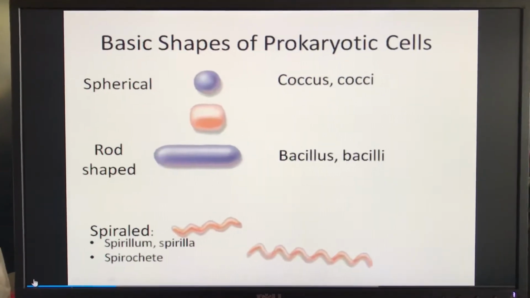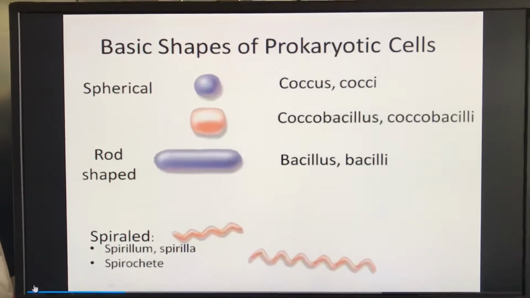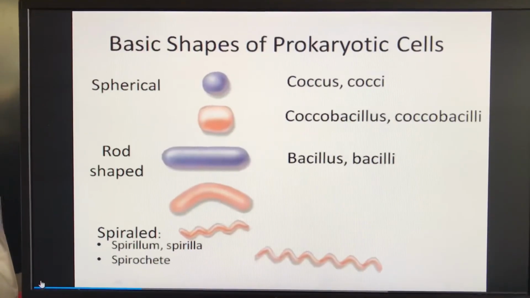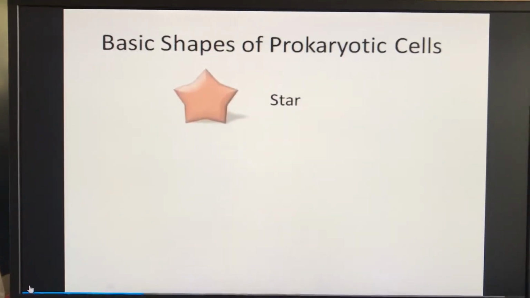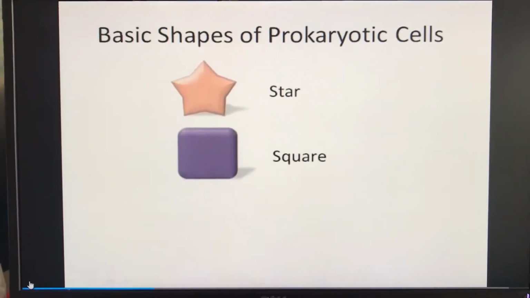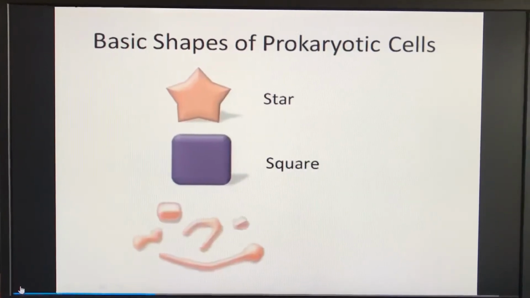Some round cells are not truly spherical, but they aren't rods either. We call these in-between cells coccobacilli. Some rods are curved. They are called vibrios. More rarely, prokaryotes can be other shapes, such as stars or squares. Some prokaryotic species can assume many different shapes. We say they are pleomorphic.